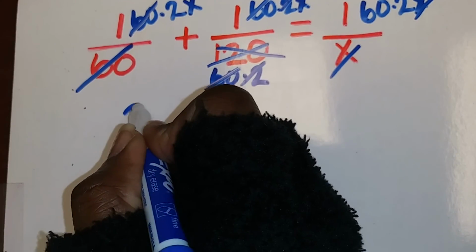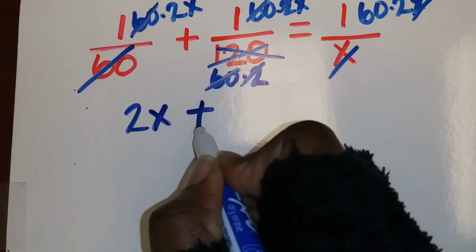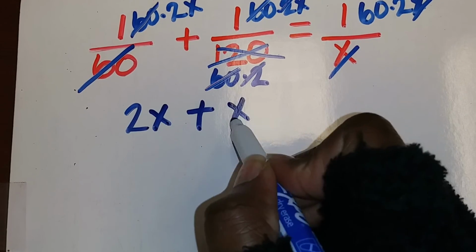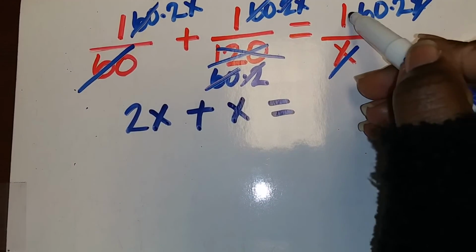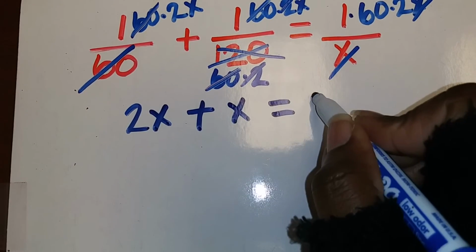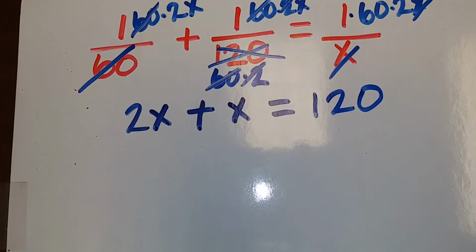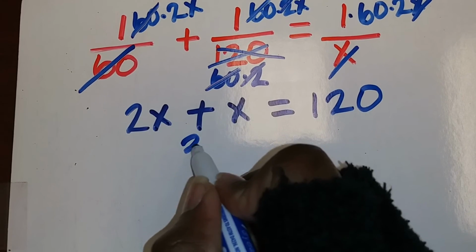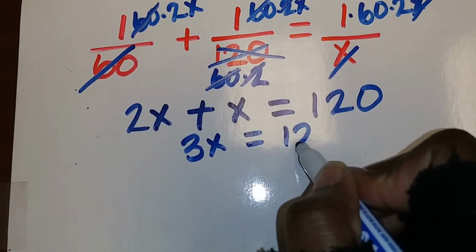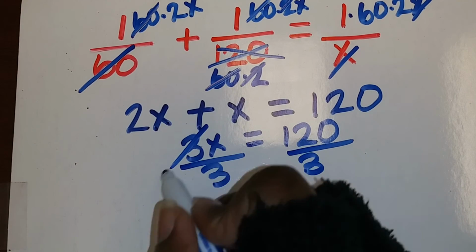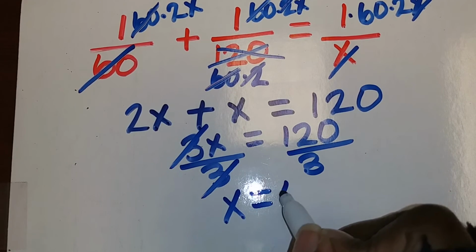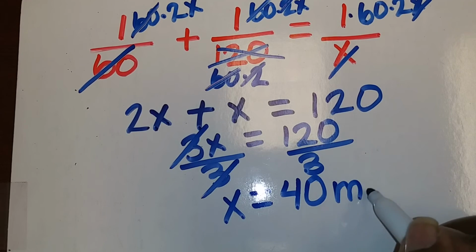1 times 2x is 2x, plus 1 times x is just x, equals 1 times 2 times 60, which is 120. Solve for x like you always do. So 3x equals 120. Divide both sides by 3. So x equals 40. Write your units, minutes.